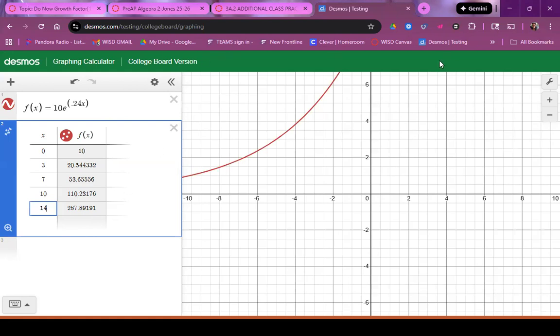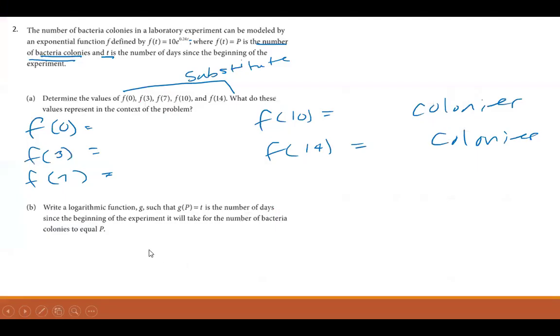All right, the next part was finding your inverse function, because it says write a log function g such that g of p equals t, the number of days since the beginning of the experiment it will take for the number of bacteria colonies to equal p. So it wants you to find the log of this, which means that we're taking our initial and switching our input and our output. So now t is our output.